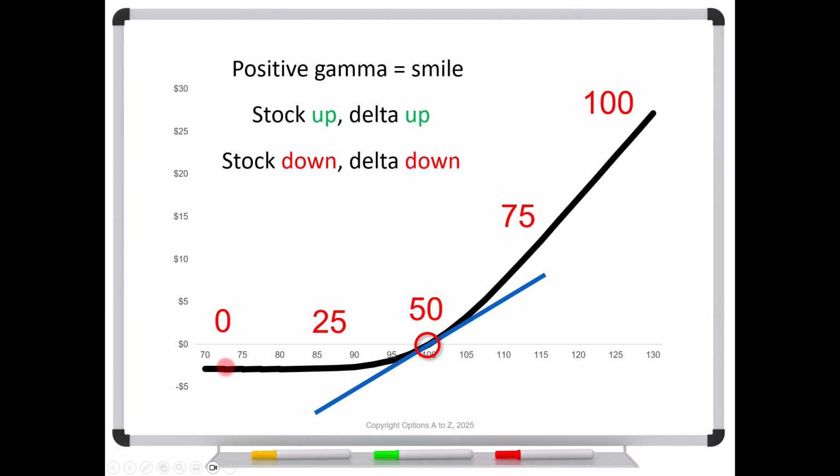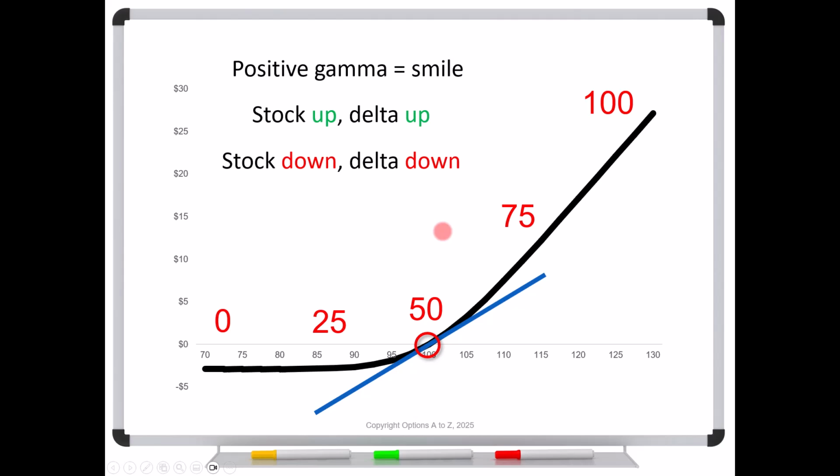What if the stock falls? Now we go from 100 to 75. The deltas have been reduced. Stock falls some more, we go from 75 to 50, 50 to 25, and 25 to 0. As the stock falls, the deltas are falling as well. And that is positive gamma.